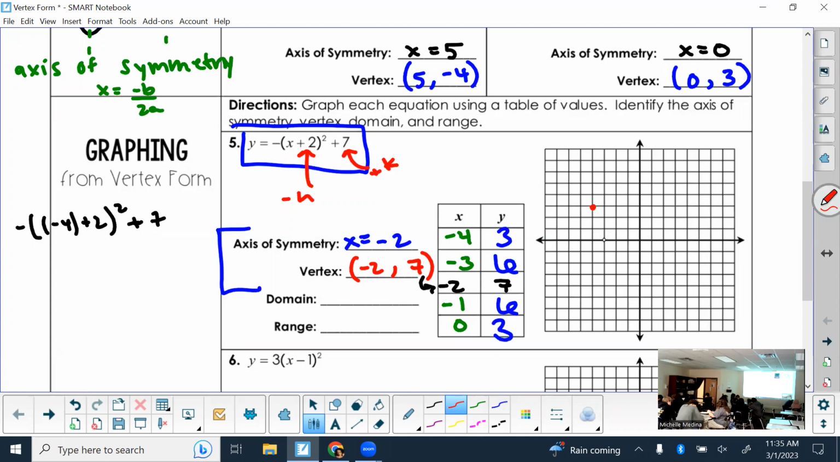All right, but now transfer it onto your coordinate plane. Hopefully you guys know how to do that. If not, help each other.